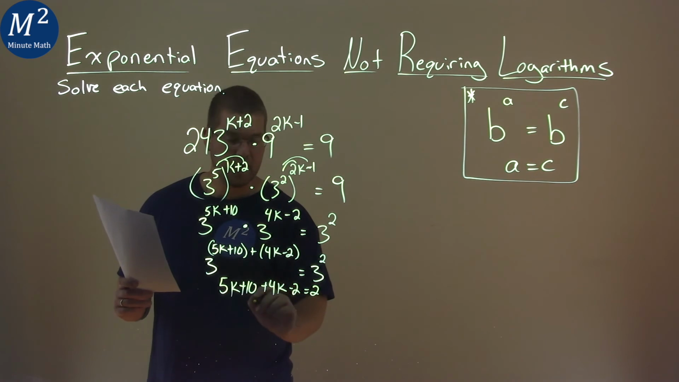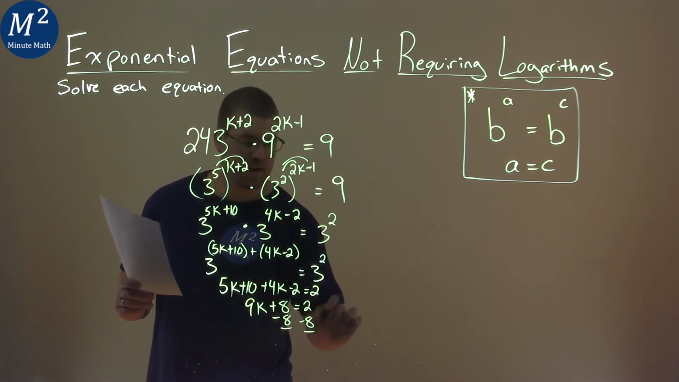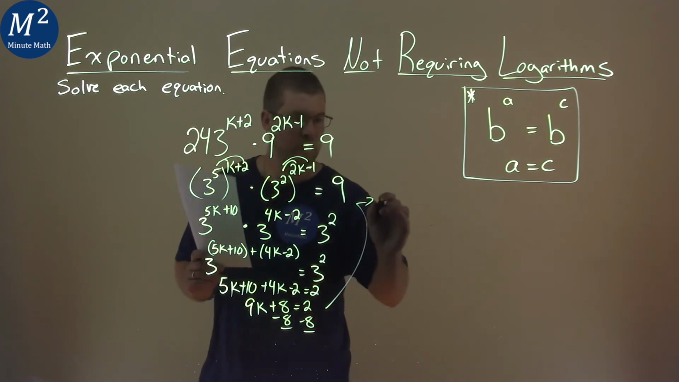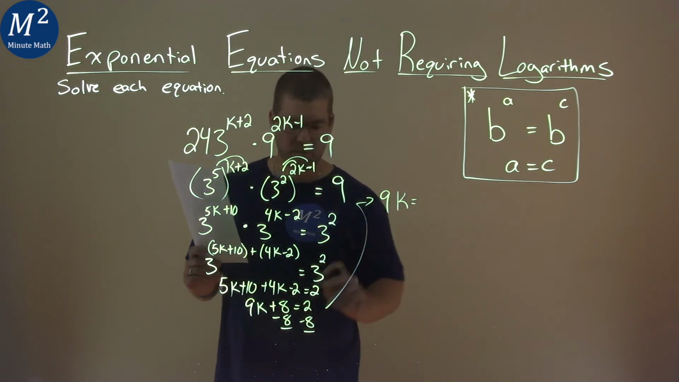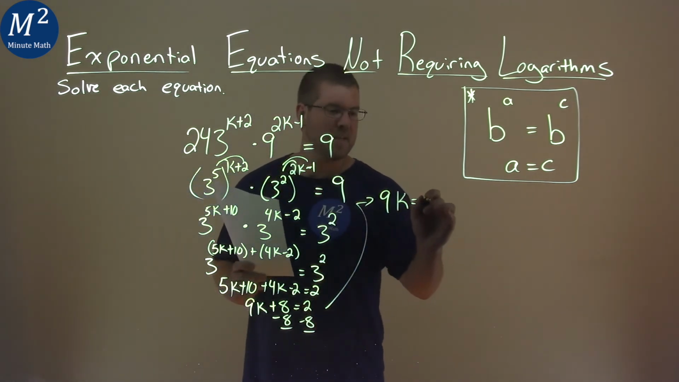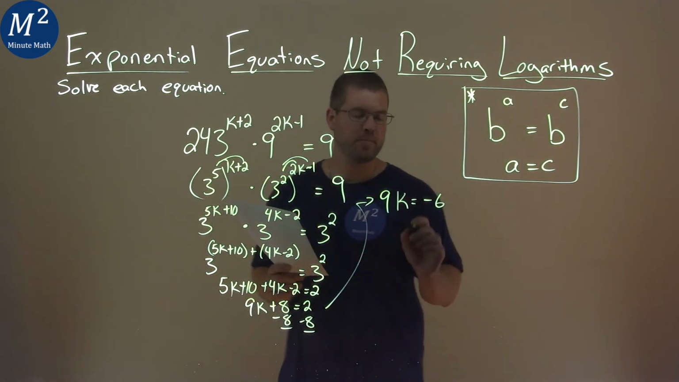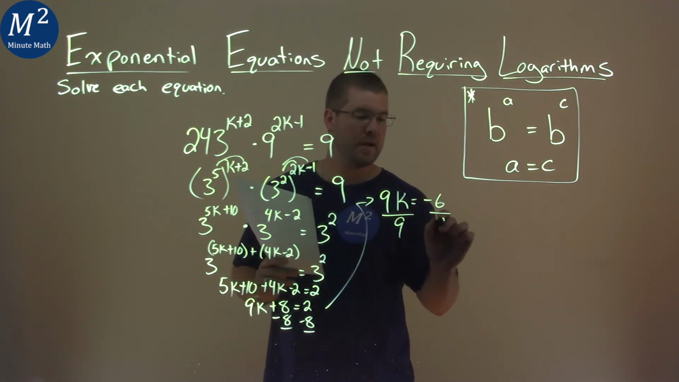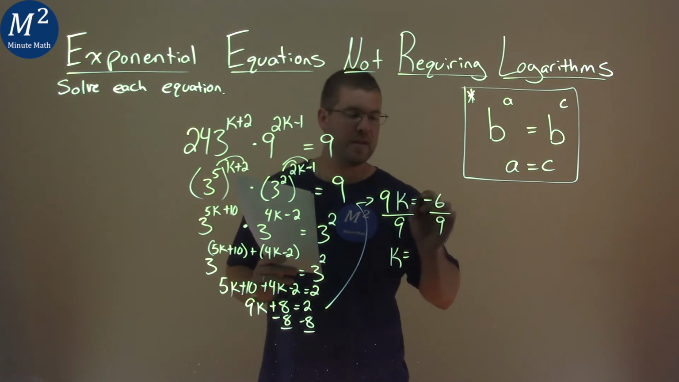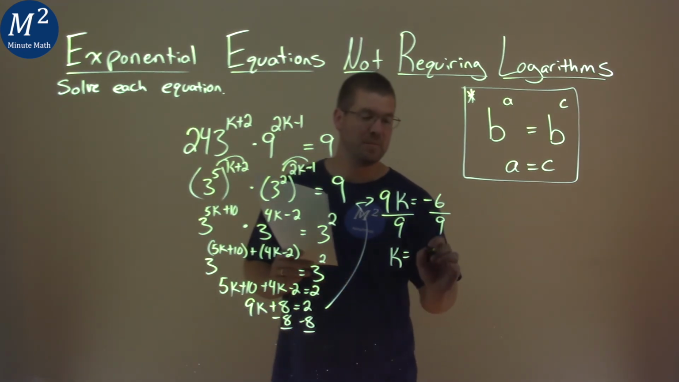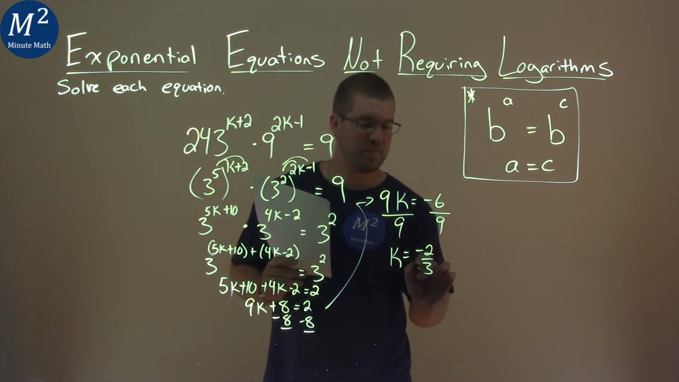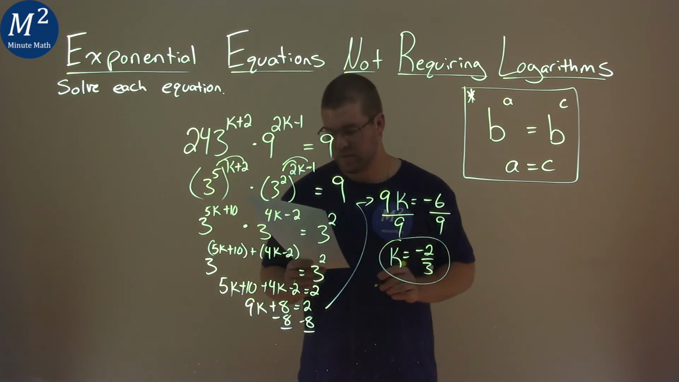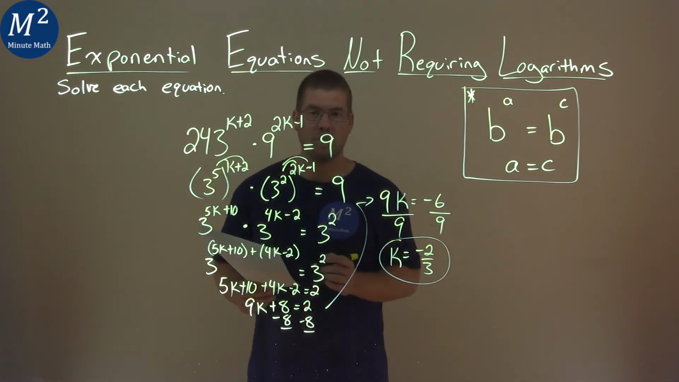5k and a 4k is a 9k, combine our like terms. 10 minus a 2 is a positive 8 equals a 2. Subtract an 8 from both sides, and I'll write this up here. We have a 9k here is now equal to 2 minus 8, which is a negative 6. Divide both sides by 9, and k equals negative 6 divided by 9, which is the same thing as negative 2/3. And so my final answer here is k equals negative 2/3.